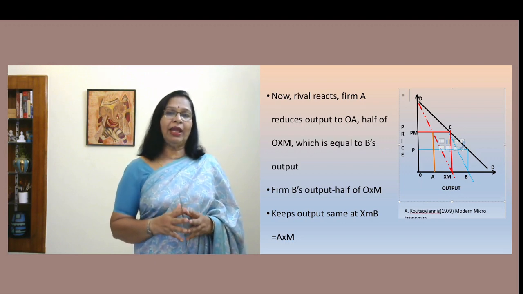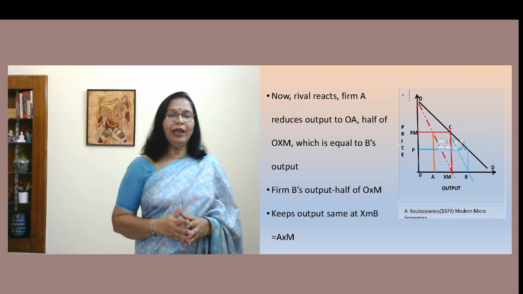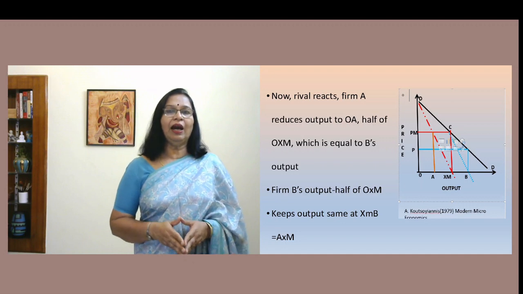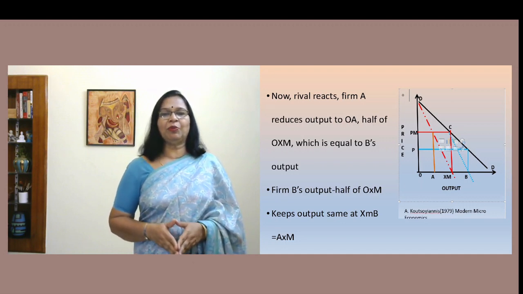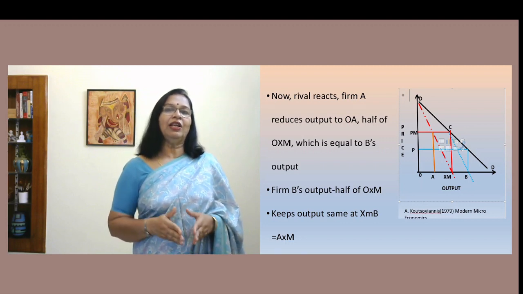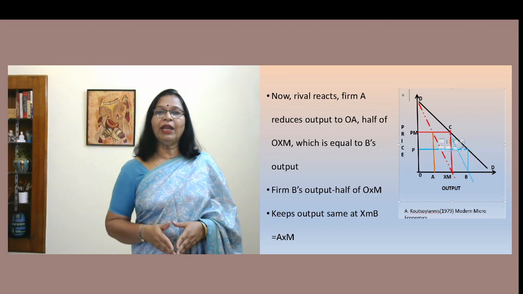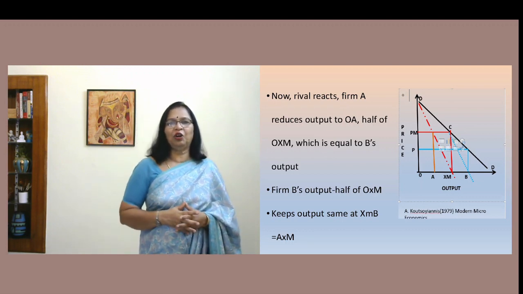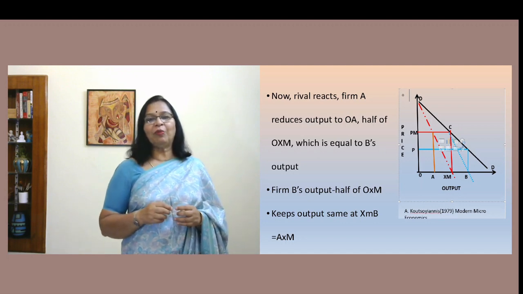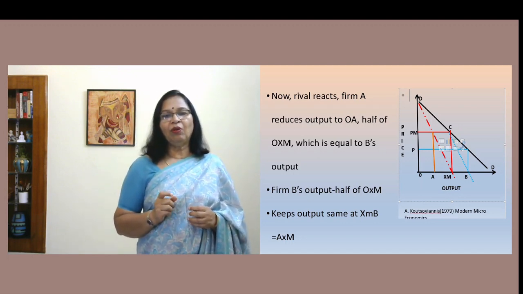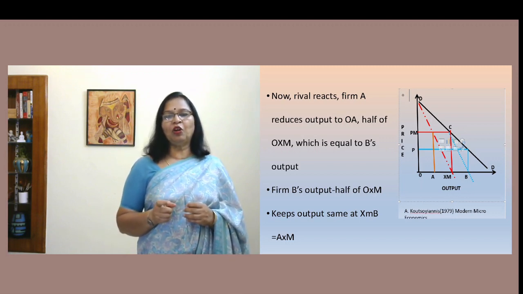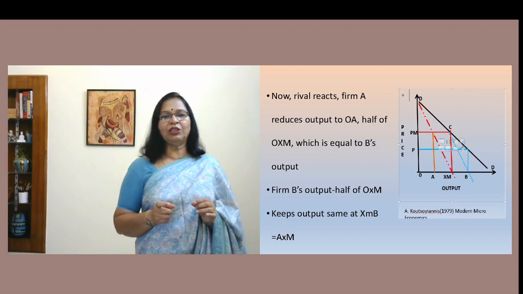But then what does firm A actually do? Firm A is also already experiencing a fall in the price of his product, and he understood the cause of that fall in the price. So an increase in the output was a cause of the fall in the price of the product. So what does firm A do now? Firm A decides to reduce his output. Firm A's reduction of output is from OXM to AXM. So he would now produce only AXM amount of output and not produce the earlier quantity OA.